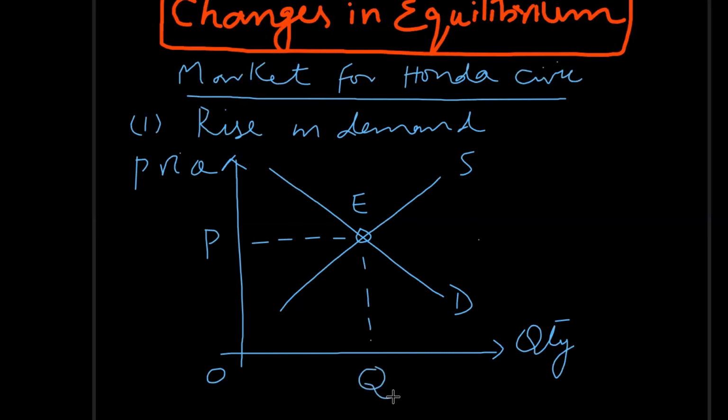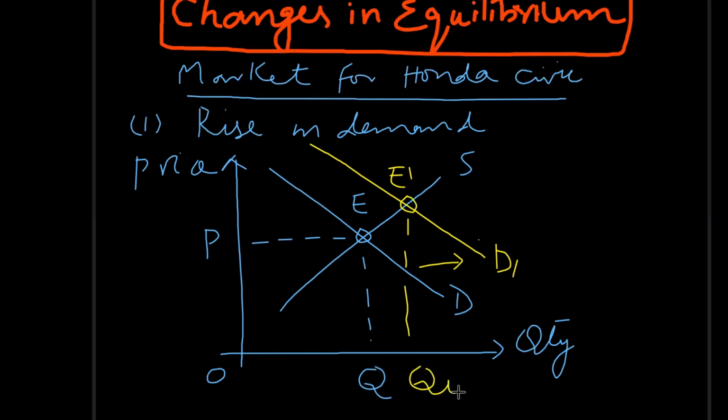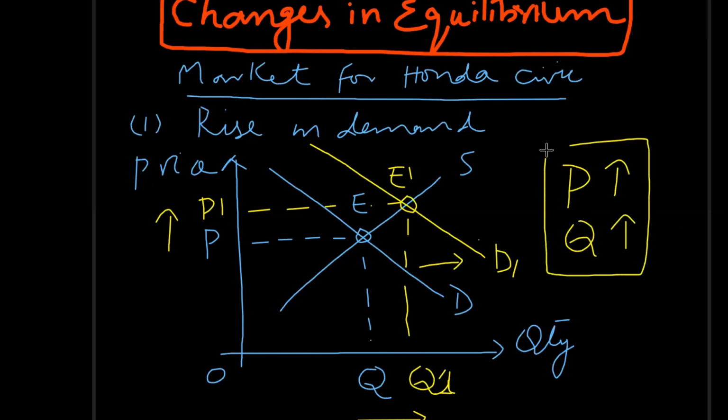Now coming to the point that is rise in demand for Honda Civic car. Rise in demand for cars will shift demand curve to the right to D1, and new equilibrium will take place at E1, where quantity traded for Honda Civic cars is Q1 and price is P1. So in this situation we can clearly see that whenever there is rise in demand for Honda Civic car, its price will rise and quantity traded will also rise. So this situation has resulted in increase in price as well as increase in quantity.